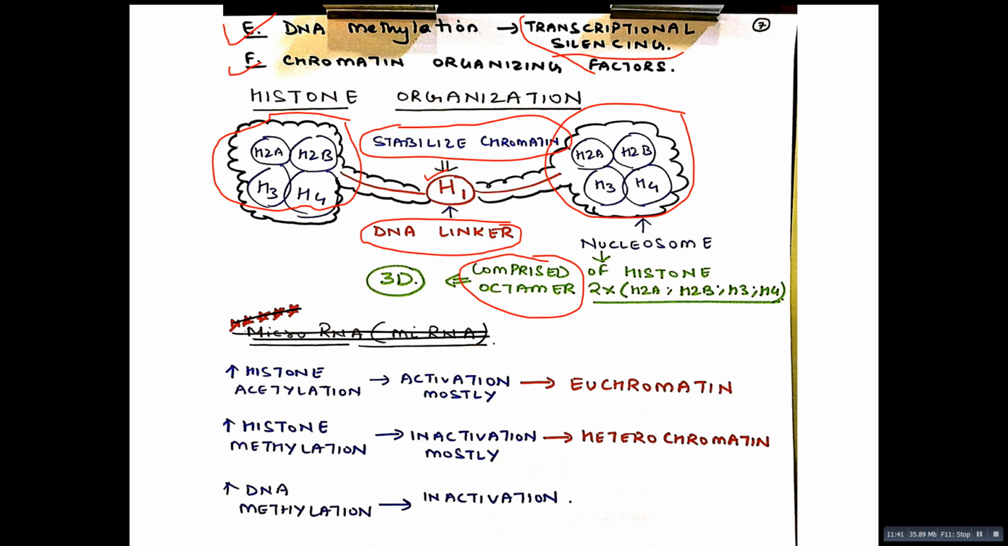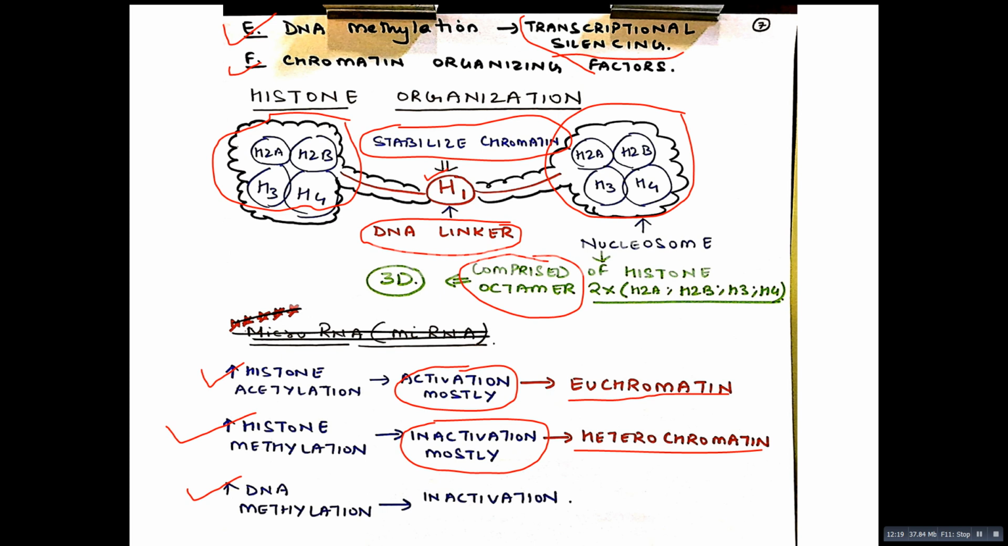So this is a two-dimensional diagram, so we cannot appreciate the octamer, but in a three-dimensional diagram we can appreciate the octamer. As we see, histone acetylation usually causes activation in most cases and leads to formation of euchromatin, whereas histone methylation leads to inactivation mostly and leads to formation of heterochromatin, whereas DNA methylation always leads to inactivation.